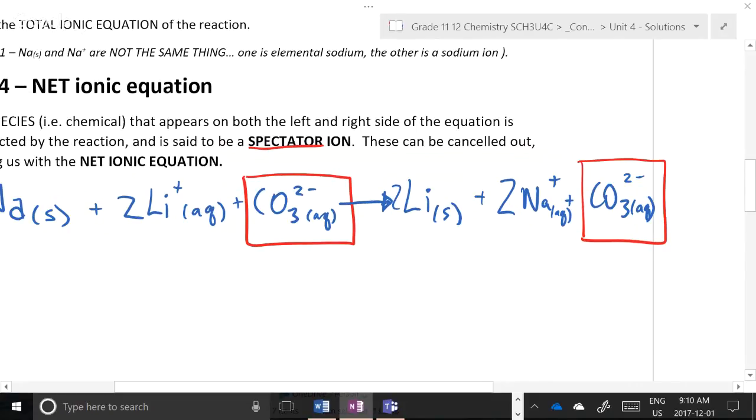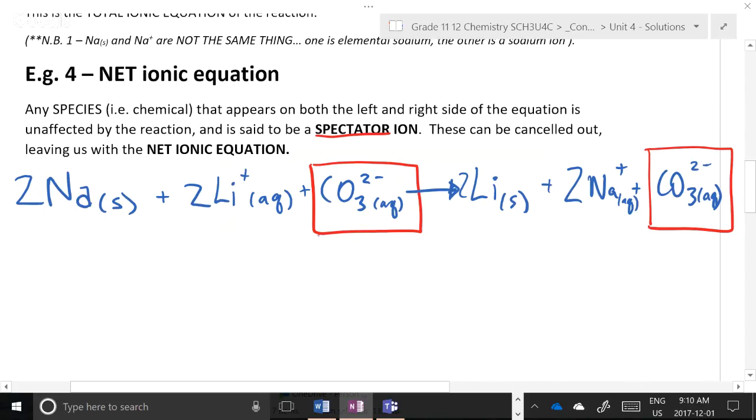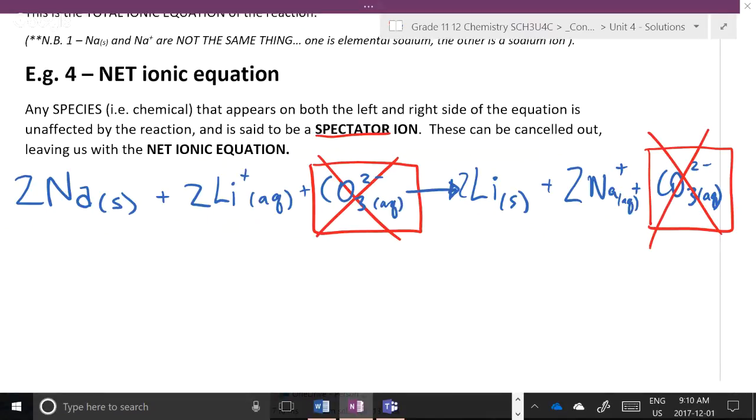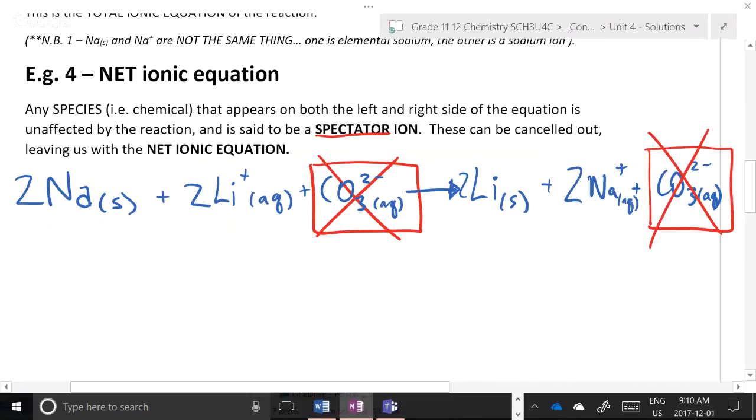So the carbonate ion isn't actually involved in this reaction. If we start with carbonate, we end with carbonate, nothing changes about that carbonate. I want to rewrite this reaction ignoring it because it's not actually doing anything.